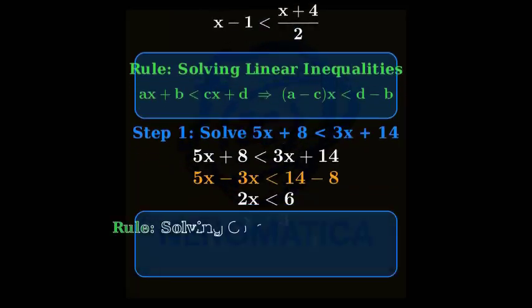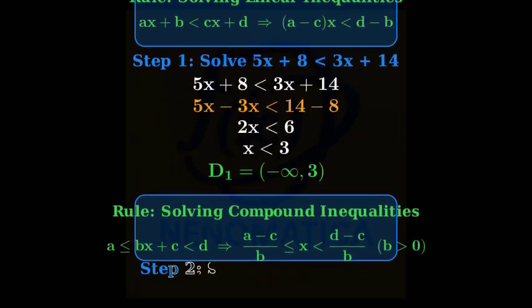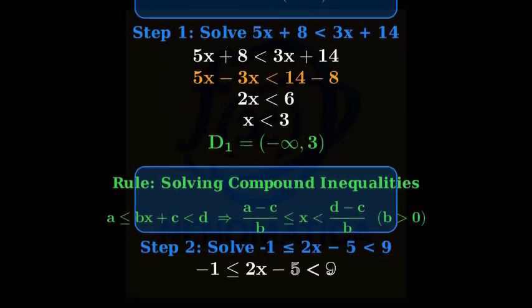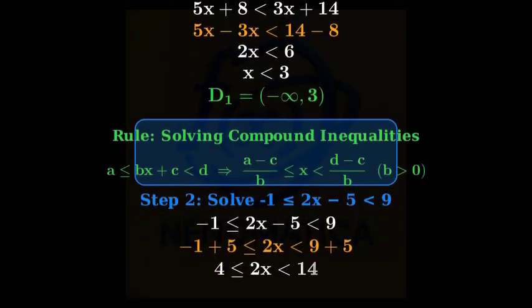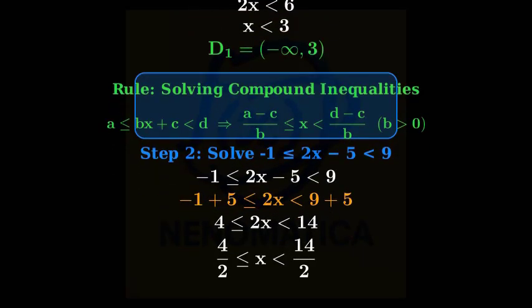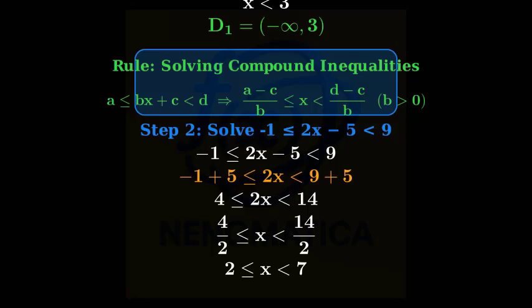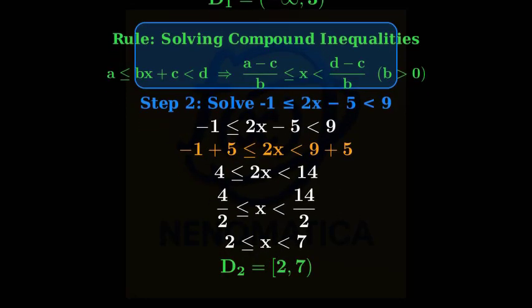Step 2. Use the compound inequality rule. Add 5 across the entire inequality. We get 4 less than or equal to 2x and less than 14. Divide every part by 2. Therefore, 2 is less than or equal to x, and x is less than 7. So, d sub 2 equals the half open interval 2 to 7.